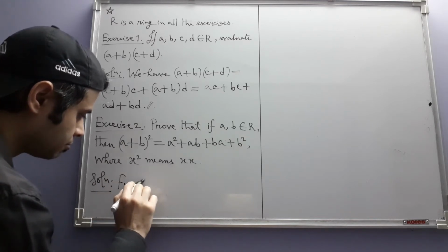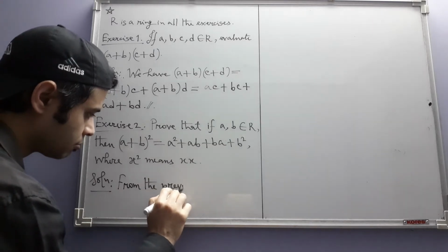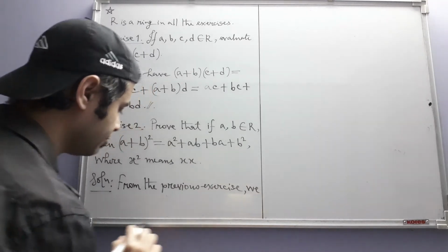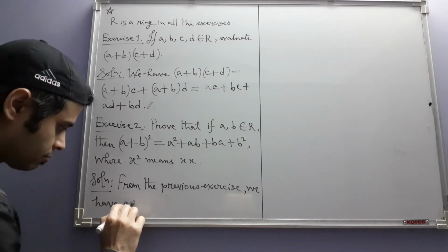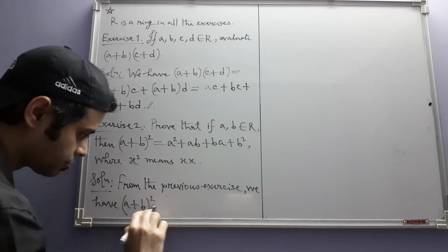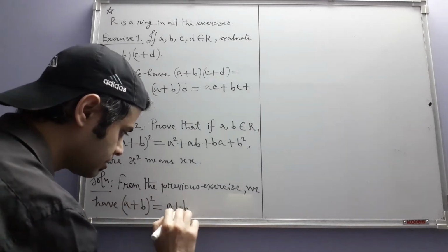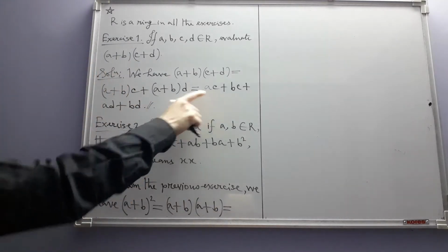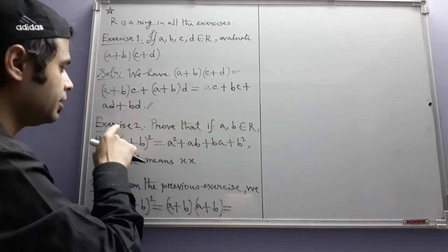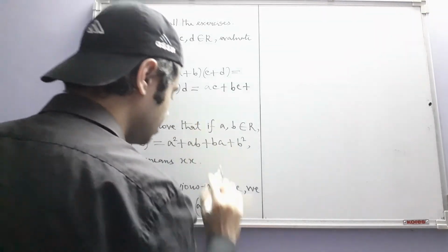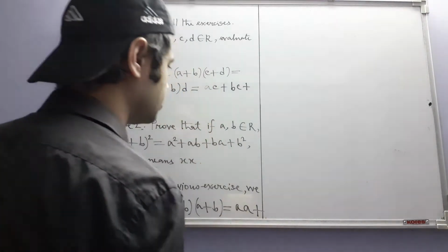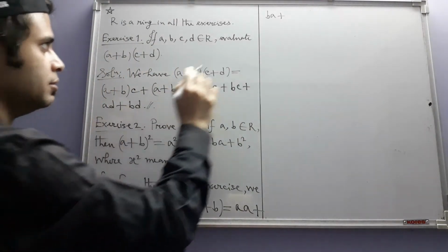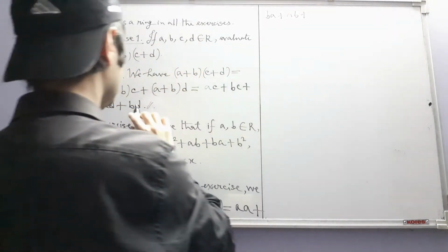From the previous exercise, we have (A plus B) whole square is equal to, in fact this is what it means, (A plus B) times (A plus B). So applying this means we have to replace C by A and D by B. Doing that, we get AA plus, we are replacing C by A, BA, then we replace D by B, AB plus BB.